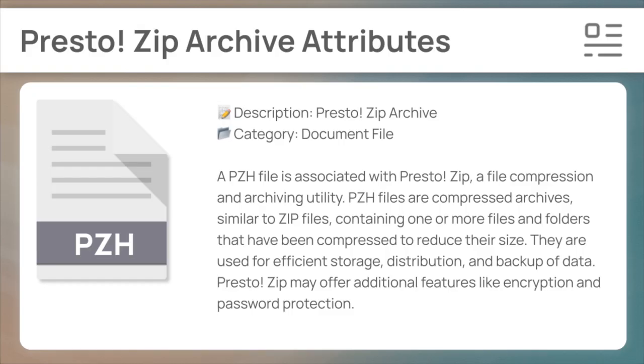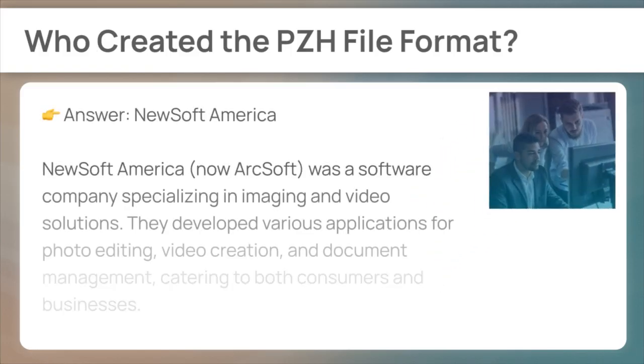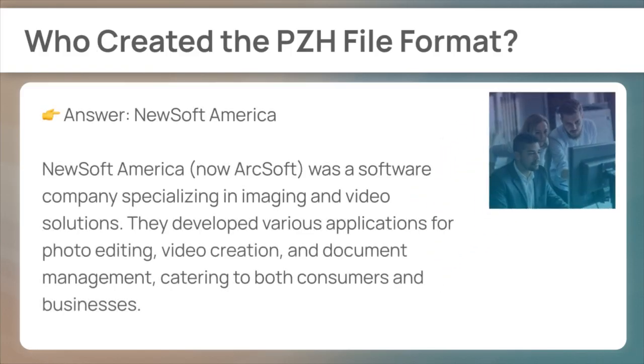Presto Zip may offer additional features like encryption and password protection. PZH files use a proprietary compression algorithm specific to Presto Zip. While they serve a similar purpose to zip files, they may not be directly compatible with standard zip utilities. Presto Zip software is required to create, extract, and manage PZH archives. The compression ratio and features offered may differ from other archive formats.